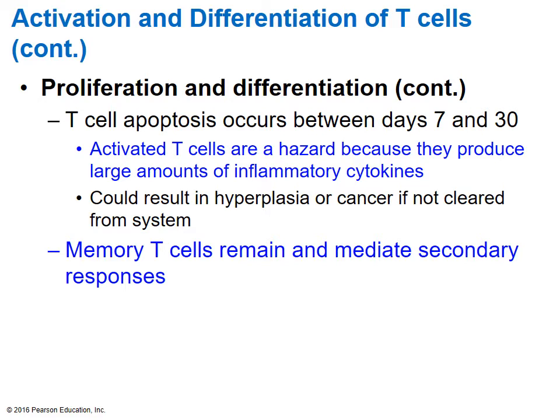Now keep in mind it's okay to get rid of your killer or cytotoxic T cells because you have your memory T cells that will keep track of the infection and will be able to respond in case there is a secondary or sequential exposure to the same antigen.